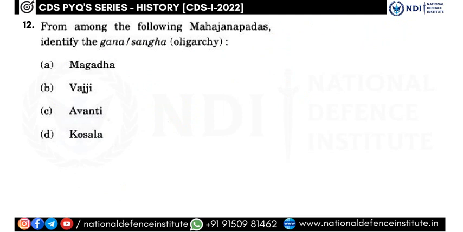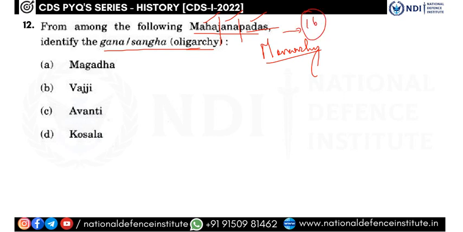Next one. From among the following Mahajanapadas, identify the Gana or Sangha oligarchy. At that time, the types of government in the Mahajanapadas were very different. A Mahajanapada is a group of tribal people who came together and settled in one place. Maha means great, Jana means people, Pada means setting foot: a great group of people settling in one place. At the time there were around 16 Mahajanapadas in India, and out of these 16, different administrative setups were there.